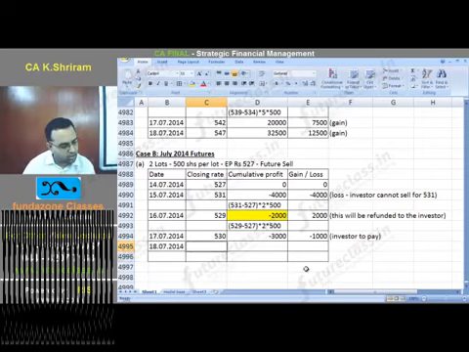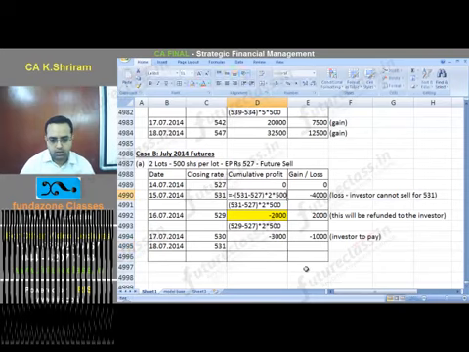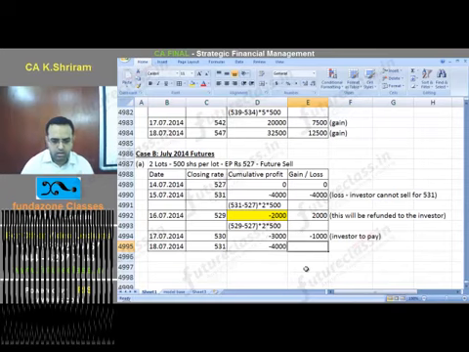Eighteenth. 18th closing rate is 531. So will the investor pay or receive? Pay 1000. Right?